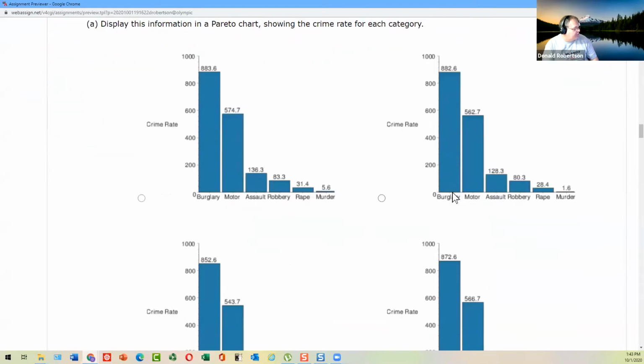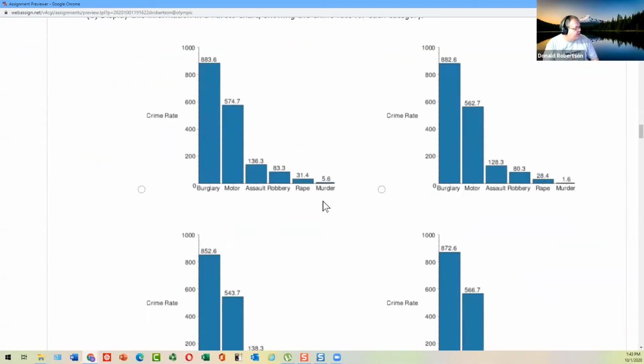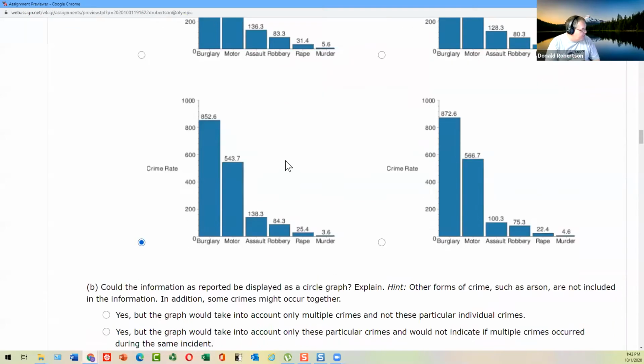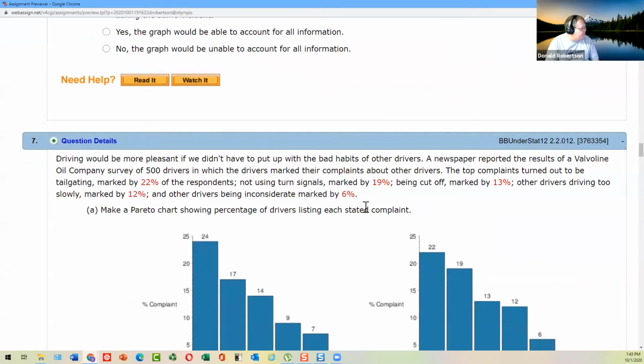852.6. Oh, that's easy now. Isn't the only one of those 4 pictures that has the correct height for houses being burgled, which is 852.6? Isn't it that one? So, as I say, you'll spend more than half your time reading it. And then they go on to do some stuff to do with circles.